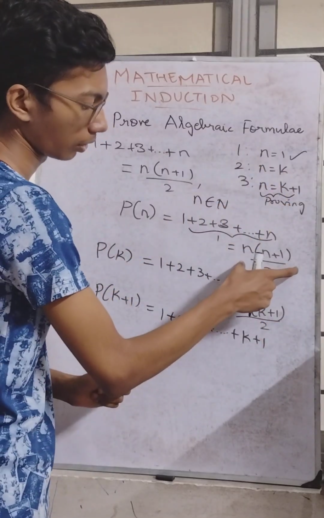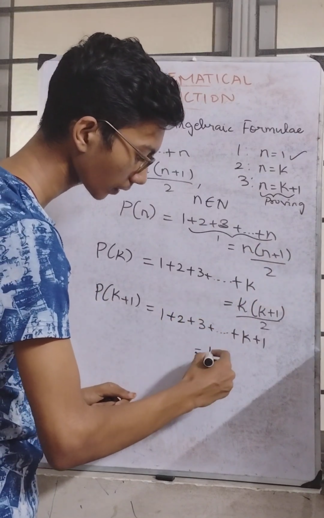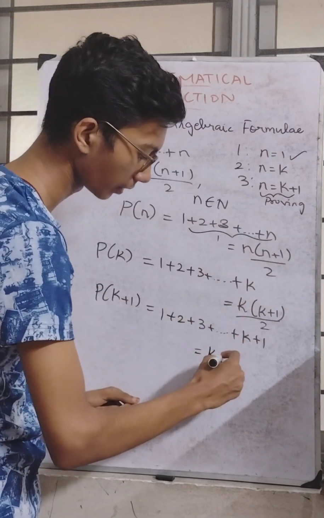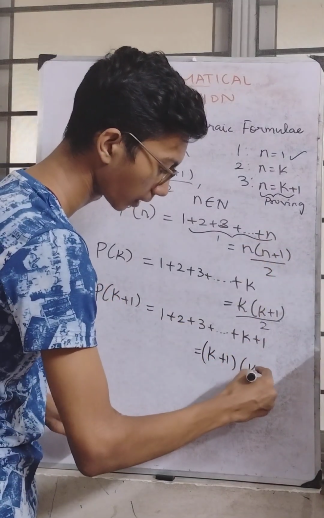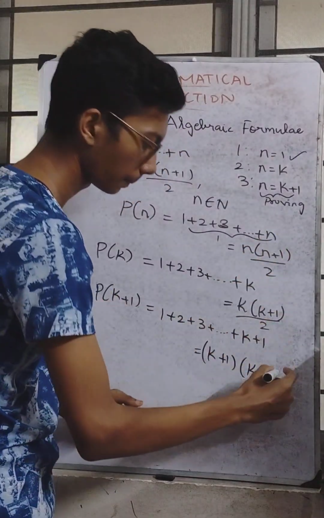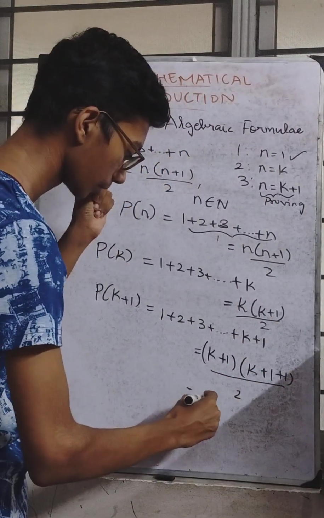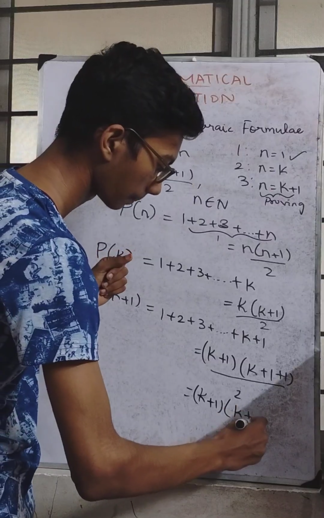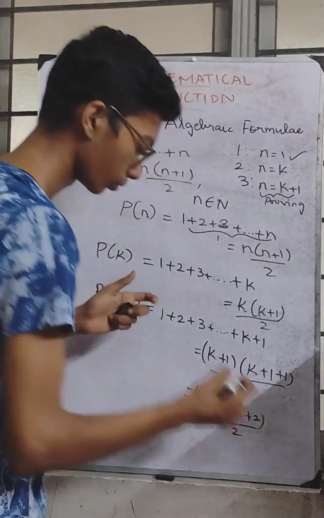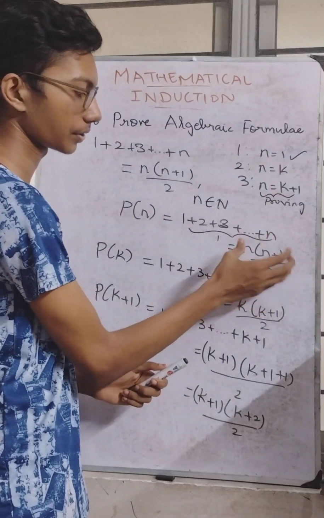Now this n of n plus 1 by 2 also changes. Instead of n, we need to put k plus 1. Instead of n, we have to put k plus 1 in this formula, and we have plus 1 by 2. So the final answer is k plus 1 times k plus 2 by 2. So this is the final answer of the right hand side. So we have found the right hand side answer.